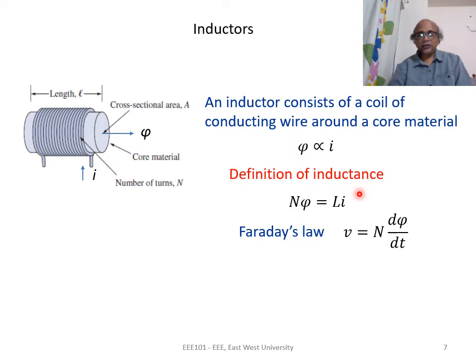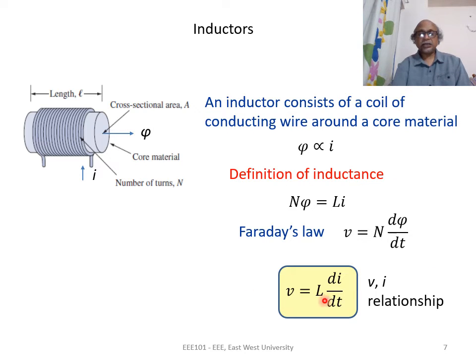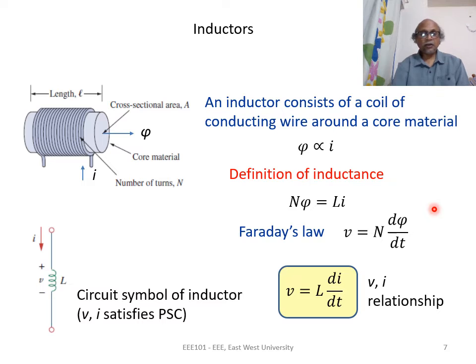In an electrical circuit, we are more interested in the relationship between voltage and current. For that, we recall Faraday's law, which relates the voltage with the time derivative of magnetic flux. Differentiating both sides of this equation, we obtain V is equal to L di/dt. We call this relationship the VI relationship. The circuit symbol of an inductance is given here. Again, we see that the voltage and the current of this relationship satisfy passive sign convention.